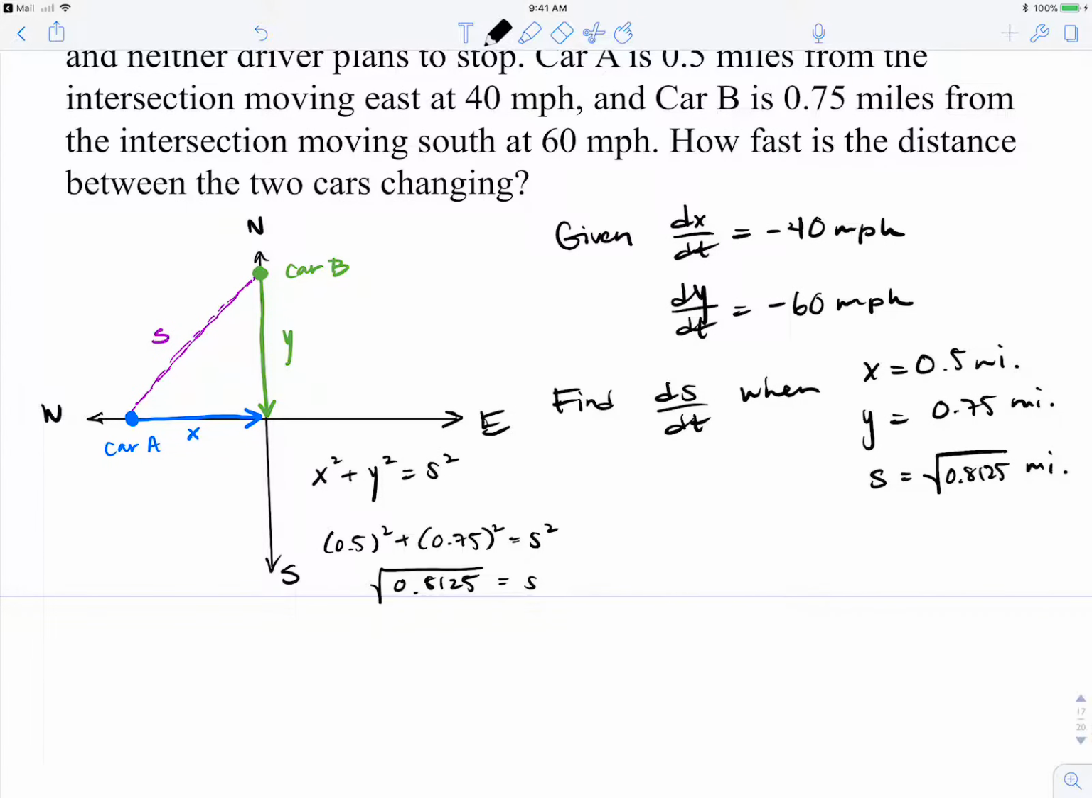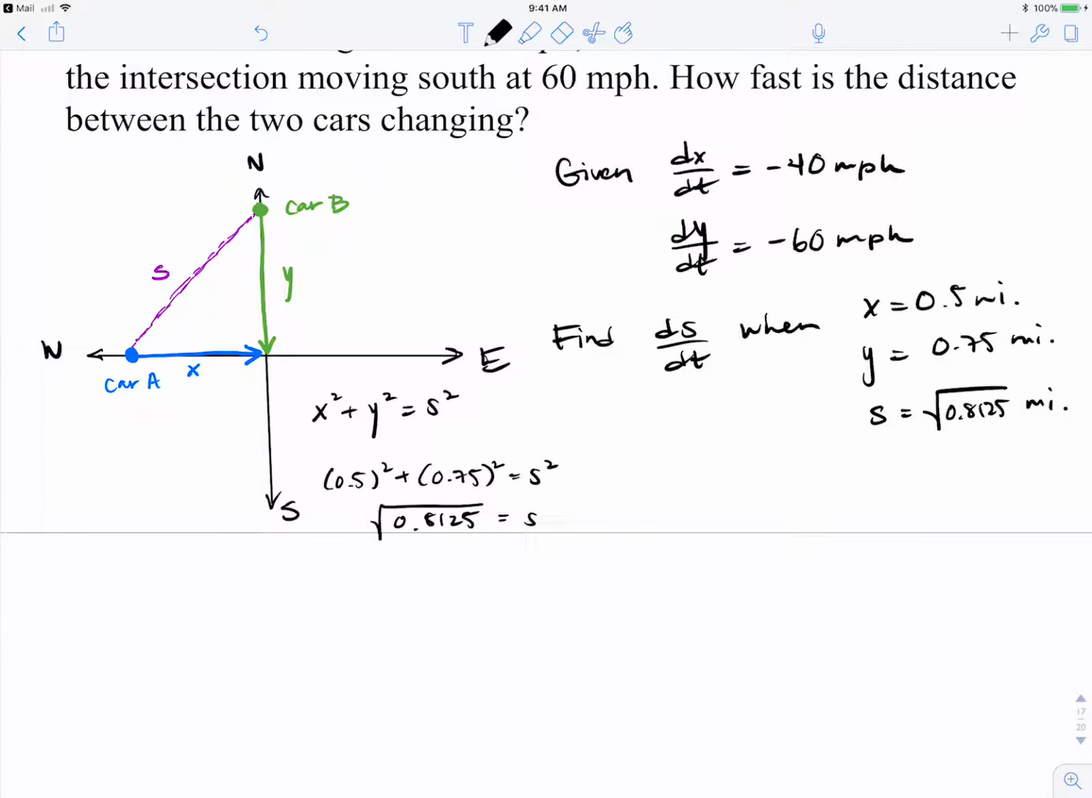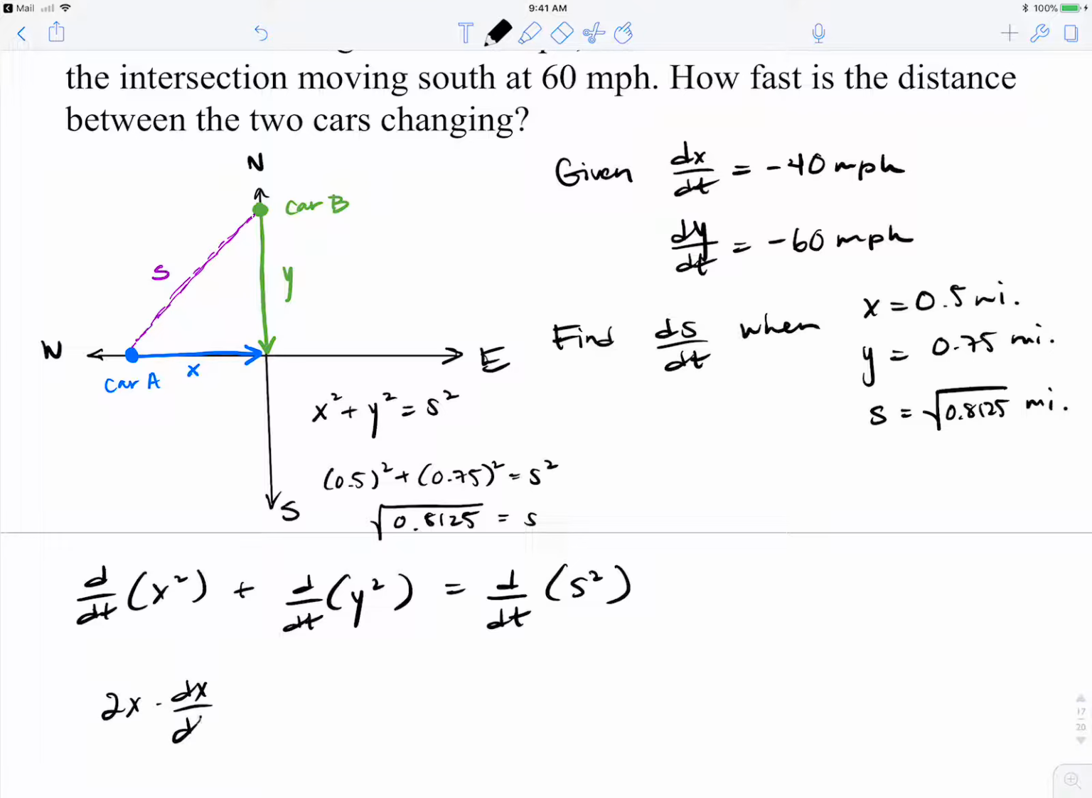Okay, so we've stated what we're given, we've stated which rate we're going to find, so we're ready to differentiate with respect to t. So we have 2x times dx over dt plus 2y times dy over dt equals 2s times ds over dt.